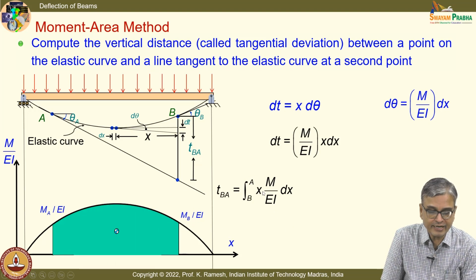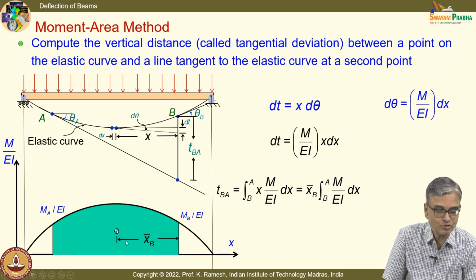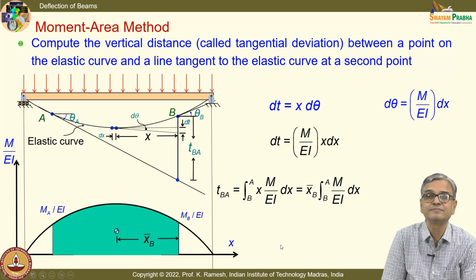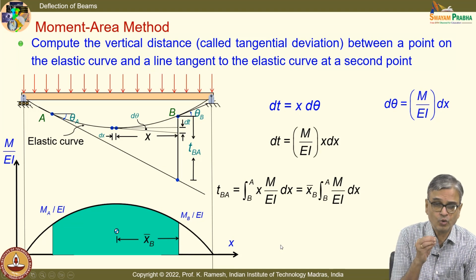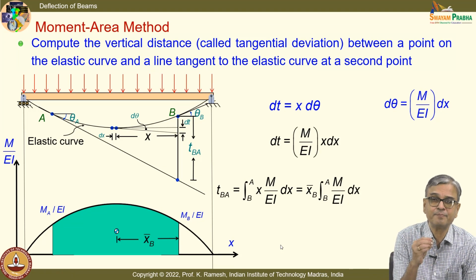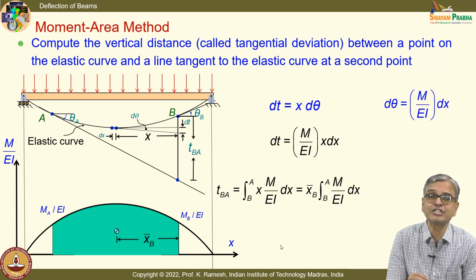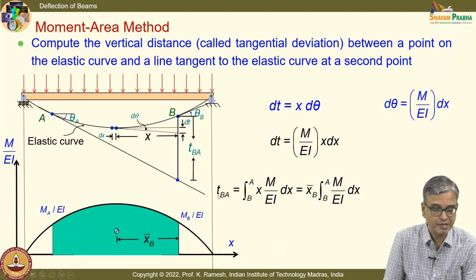And this, I can take out outside and then say this is nothing but XB into area under the curve. So I have shown this as XB. Is the idea clear? So by looking at the bending moment diagram, if you calculate the area of the bending moment diagram between 2 points of interest, I can find out the slope. I can also find out the tangential deviation if I have the first moment of the area.